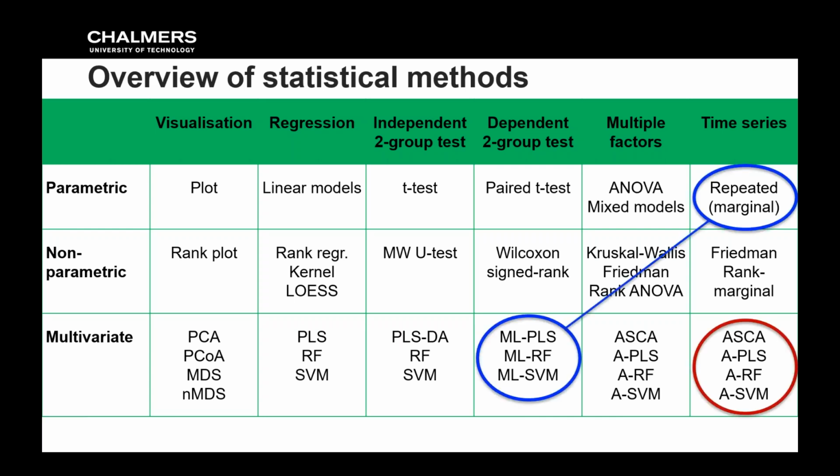So we've been working on two approaches actually. One is based on an over decomposition, and the thing you're going to see on the bottom, the red circle, is APLS, ARF, ASVM, which is an over decomposition but not combined with simultaneous component analysis, but rather with our friends PLS and random forest. That's one way to look at time series data, and I'm sure you'll hear more from David Wishart about that as well, because it's also offered by MetaboAnalyst.